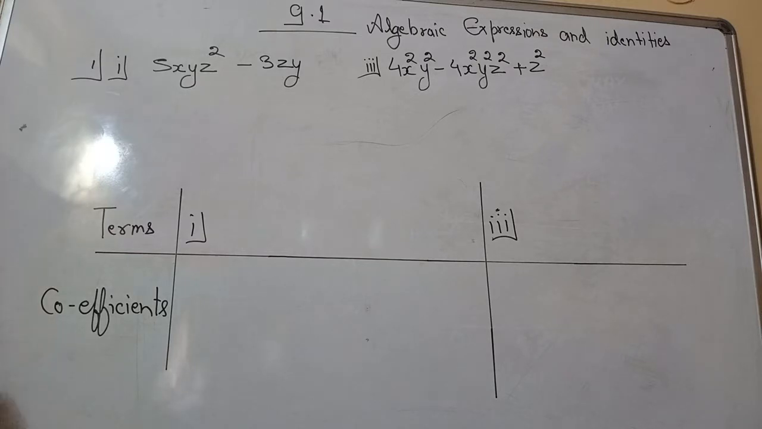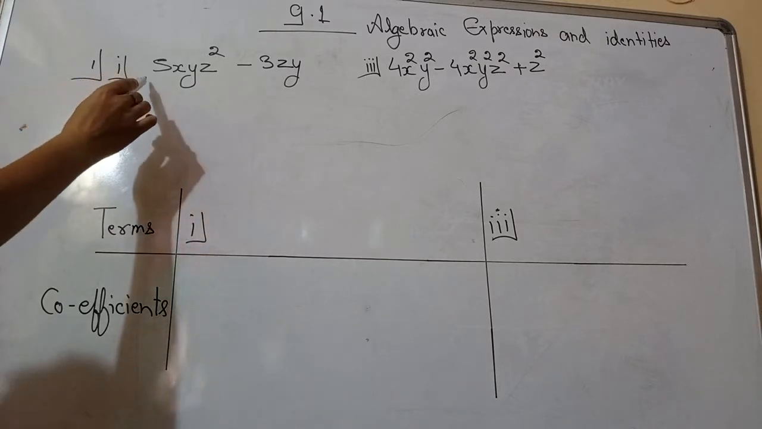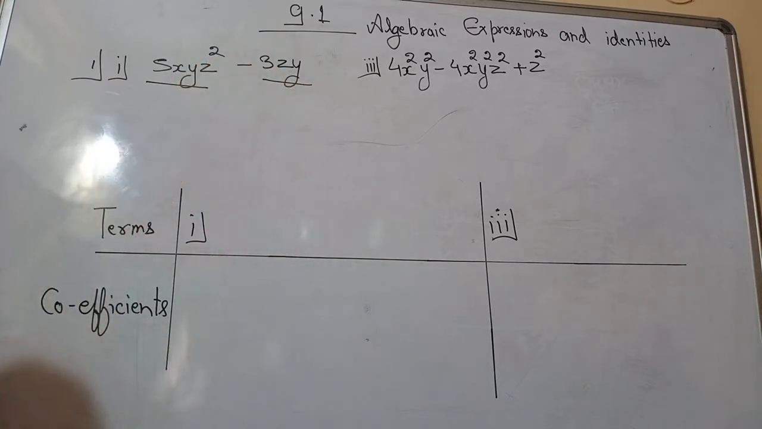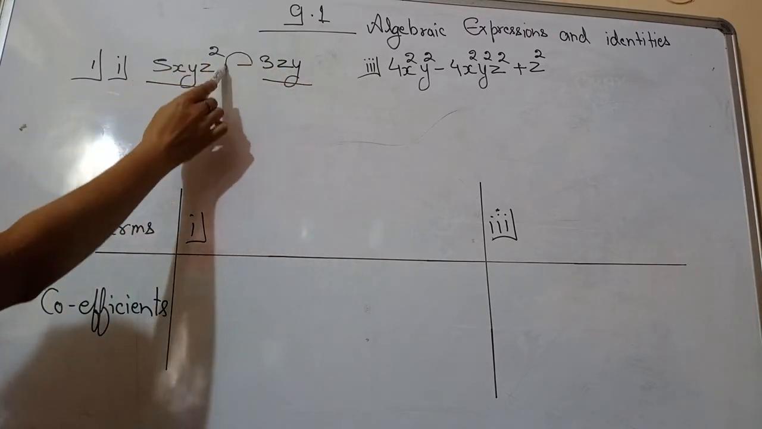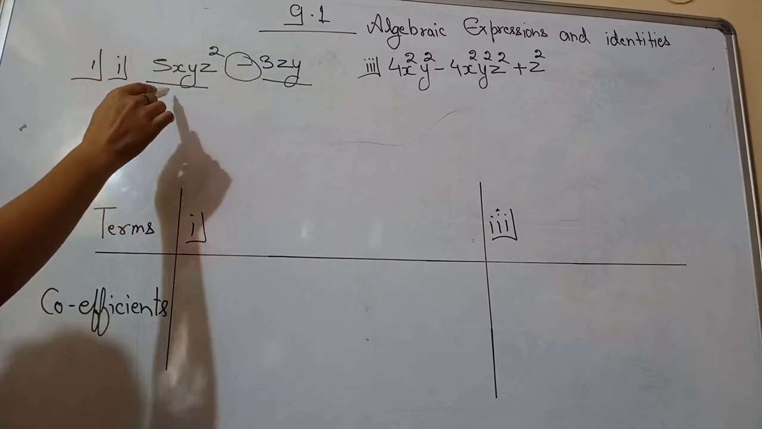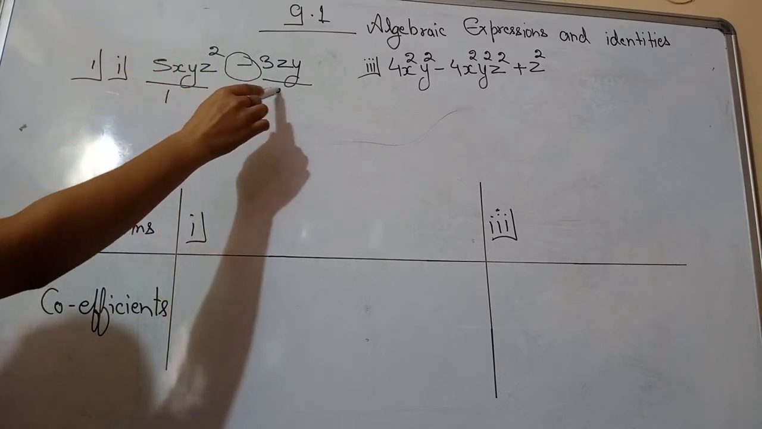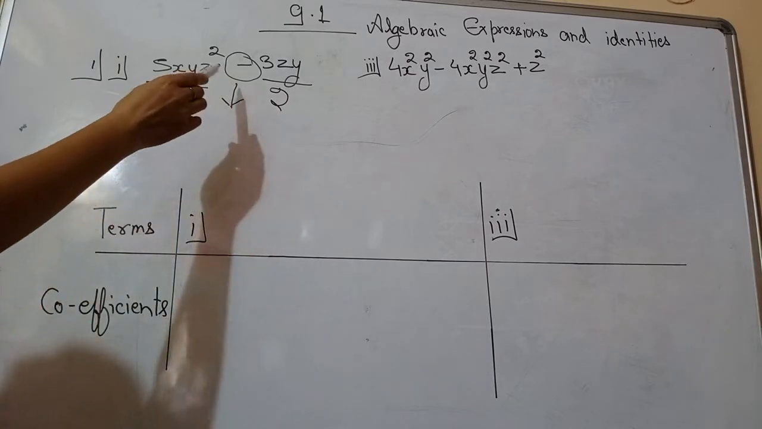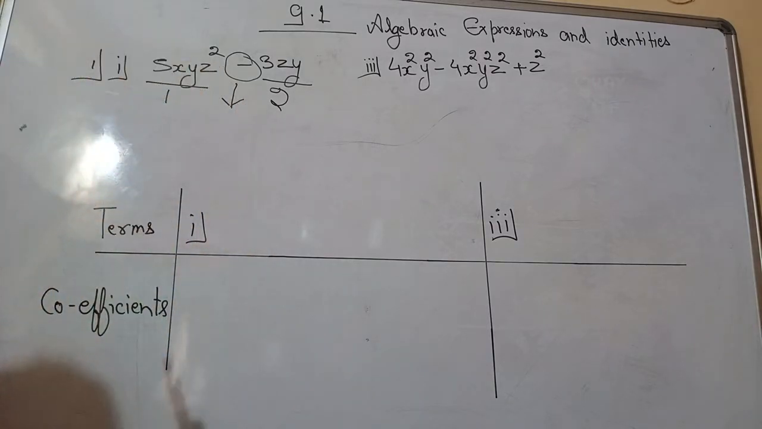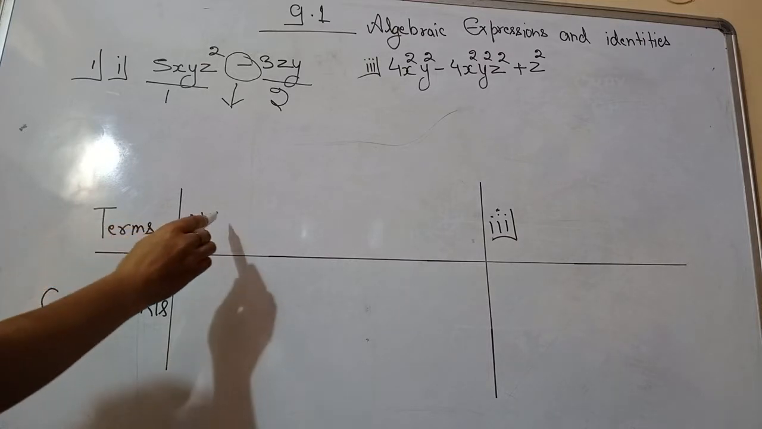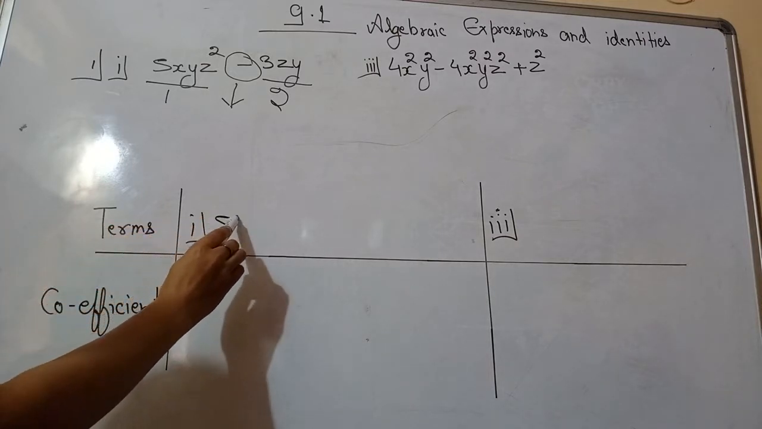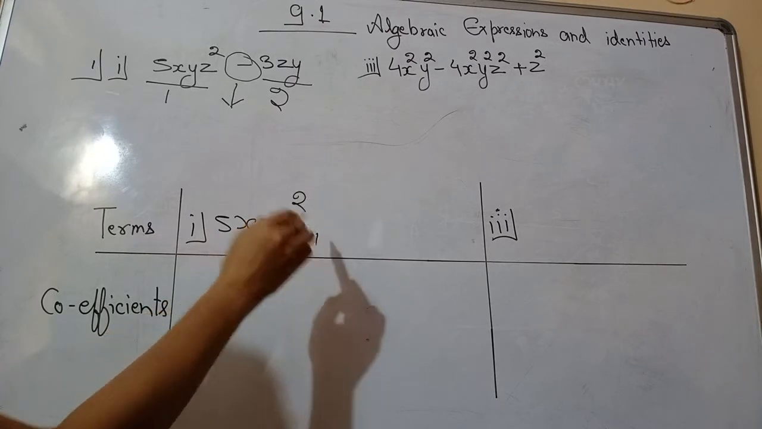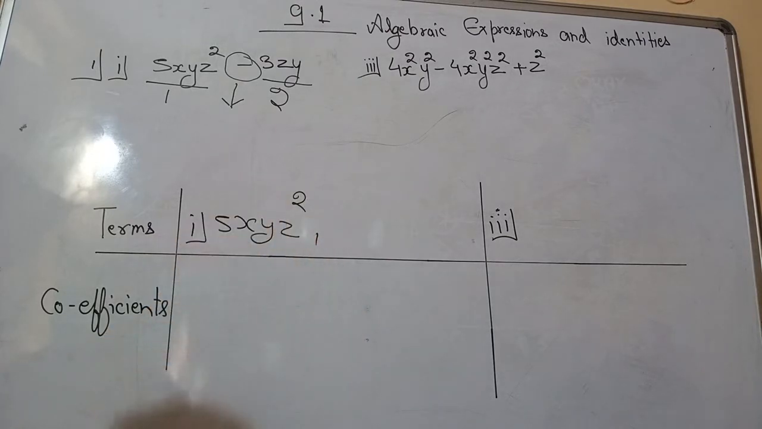Like see, we are having two terms in option number 1. This is the first term and this is the second term. Why only two terms? Because there is only one sign, which is negative. Means we have a first part and a second part separated by the sign, or operation, that is subtraction. So we are having two terms. First term is 5xyz square.